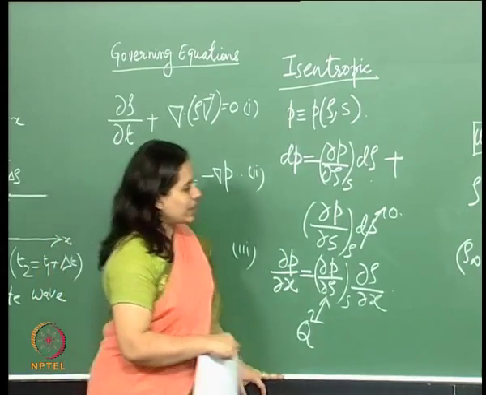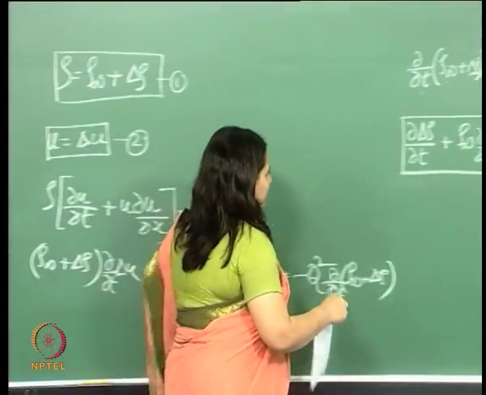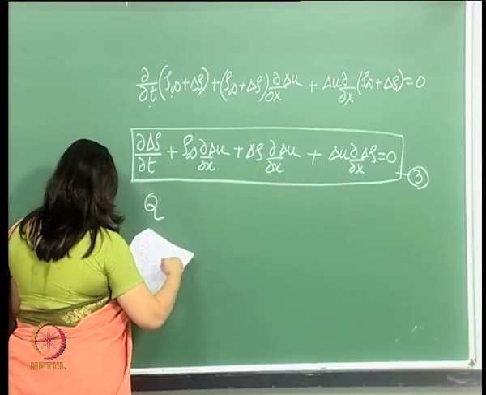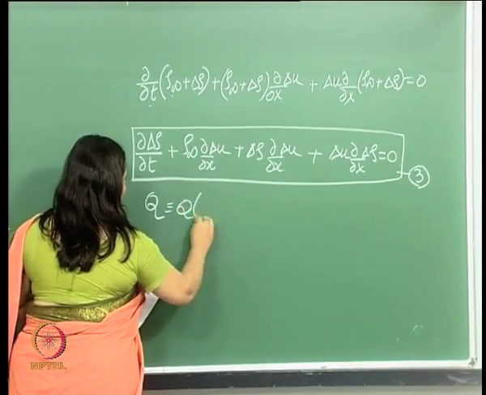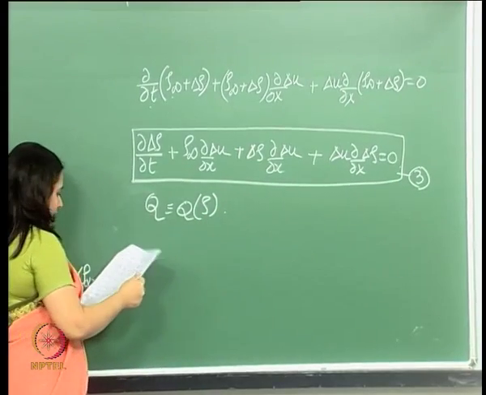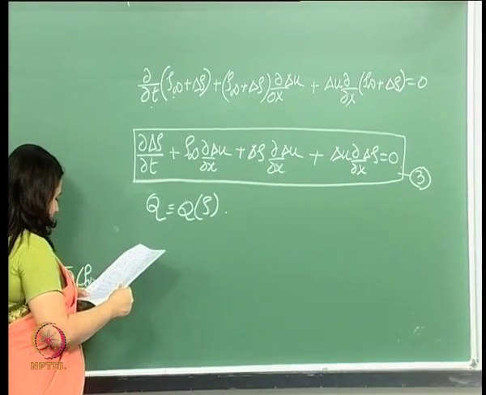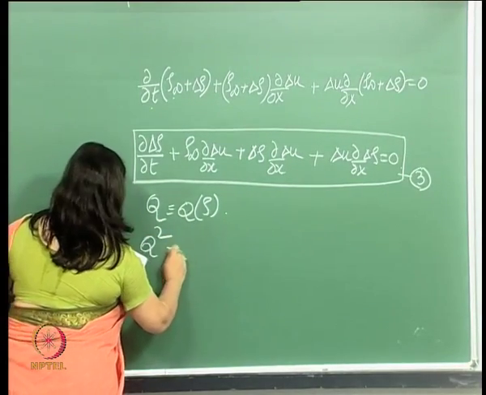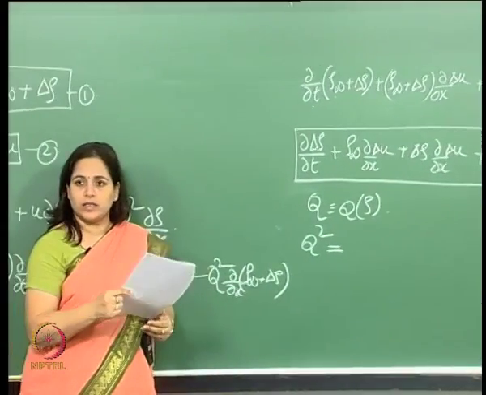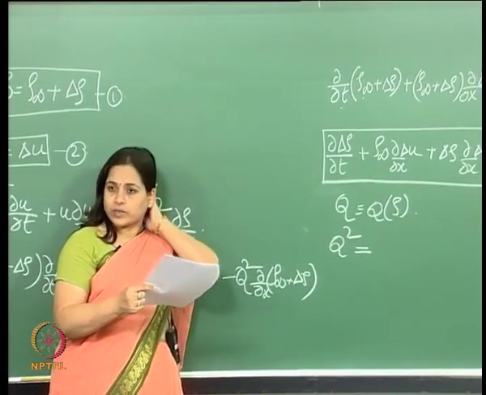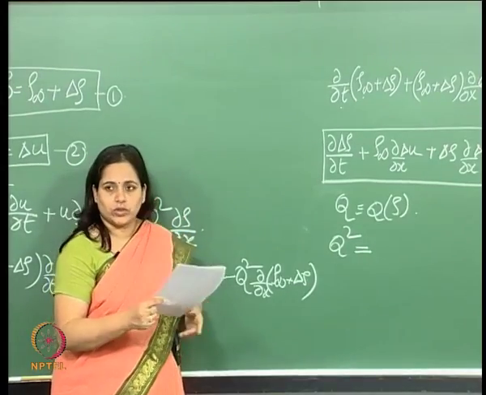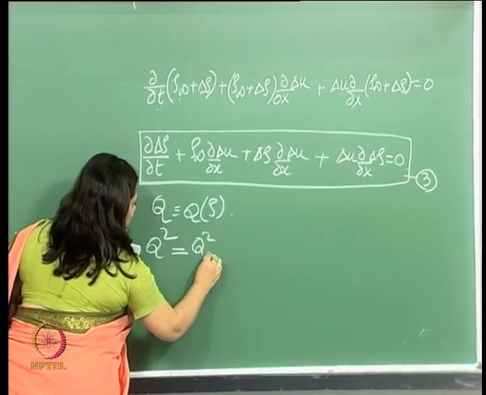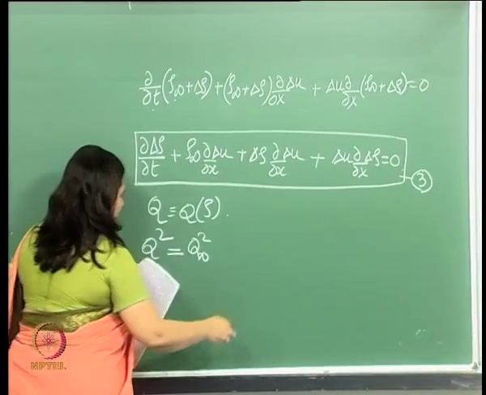Then for the change of pressure, let us write this as q. Now I am going to write the Taylor expansion of this q square, right. So if I do that, let us say q infinity square, right.